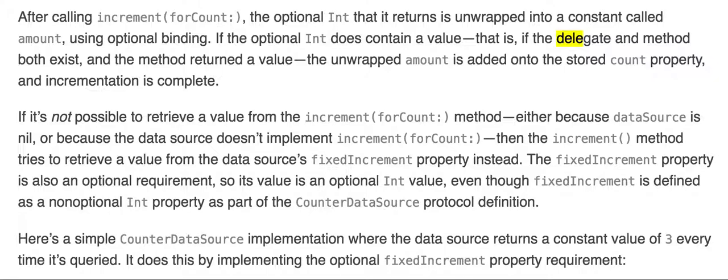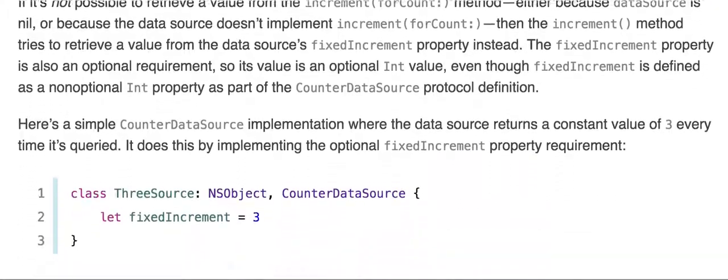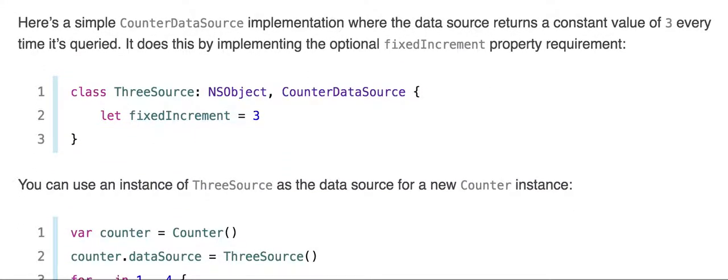The fixed increment property is also an optional requirement, so its value is an optional int value, even though fixed increment is defined as a non-optional int property as part of the counter data source protocol definition. Here's an example of the counter data source implementation.